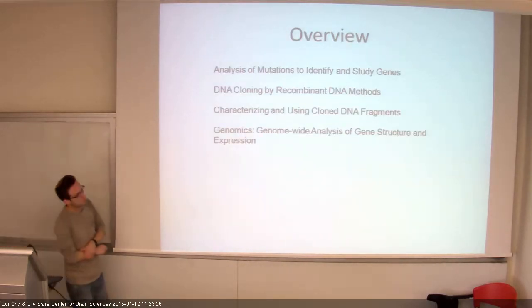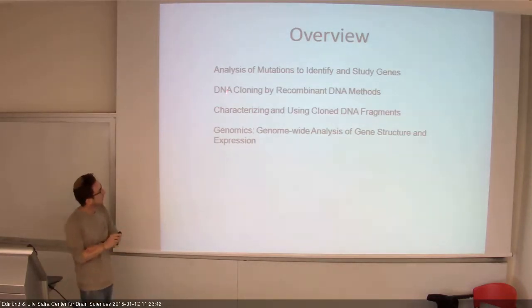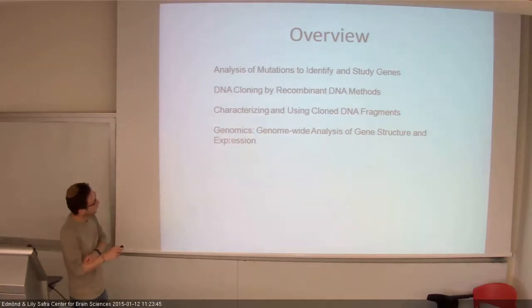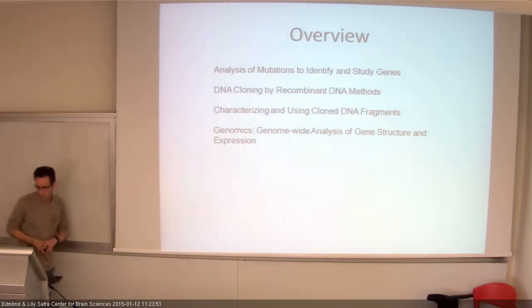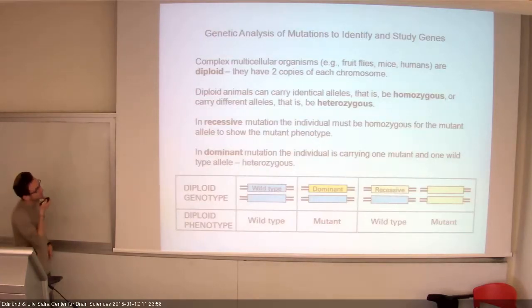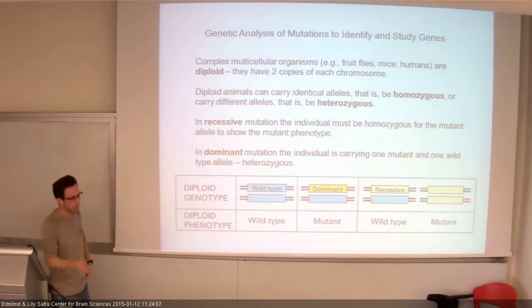We will go over briefly these points: analysis of mutations to identify individual genes, DNA cloning by recombinant DNA methods, and then mainly characterizing the cloned DNA that was produced, and then a bit about genome-wide and transcriptome-wide analysis of genes or genomes. Okay, let's start with analysis of mutations to identify and study genes. So first of all, the whole thing about diploid and haploid and dominant and recessive mutations, but I'm sure that for most, if not all of you, these terms are already familiar, so I'll try to go over it as briefly as I can.